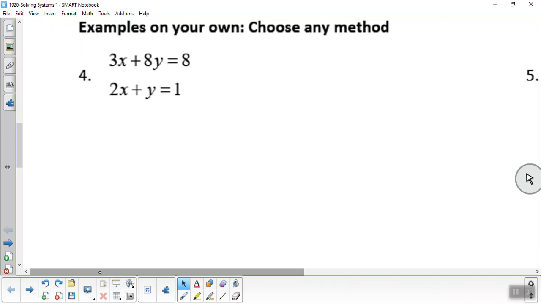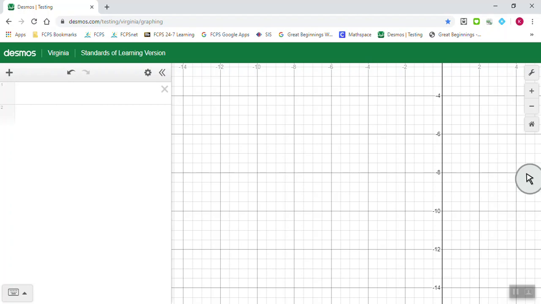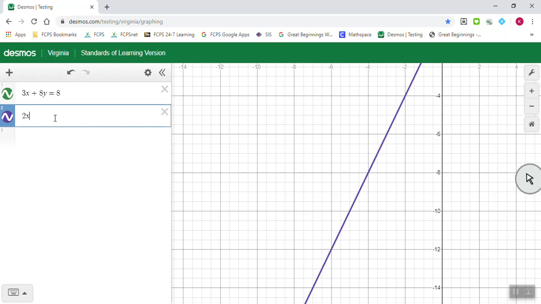So I could do graphing, and this is what's great about Desmos. In Desmos, you don't need it in y equals. We can just type it in exactly as we see it. So I'm going to get rid of both of these and type in exactly what I see. So go to Desmos, and we've got 3x plus 8y equals 8. And then we also have 2x plus y equals 1.